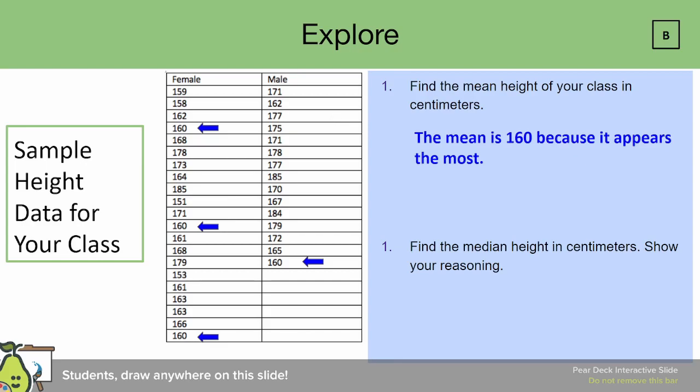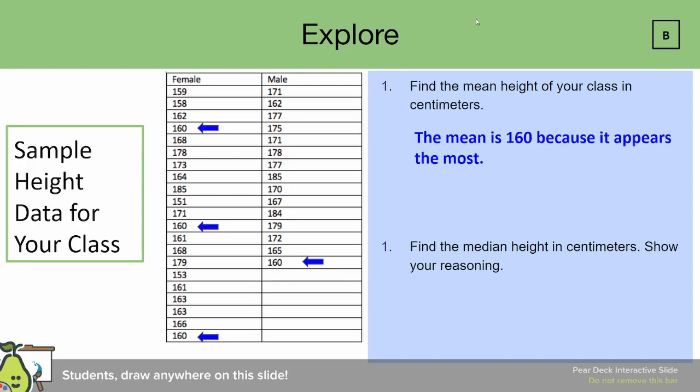So in this example, we can see that the student did not find the mean. They actually found the mode. All right, with that said, let's move on to our next example. The next example reads, find the median height in centimeters. Show your reasoning. Okay, so the next one talks about median.